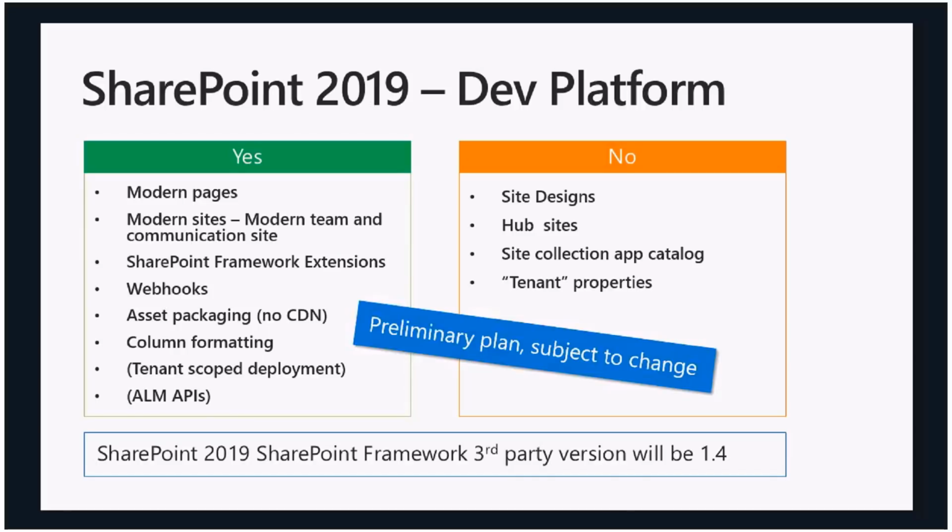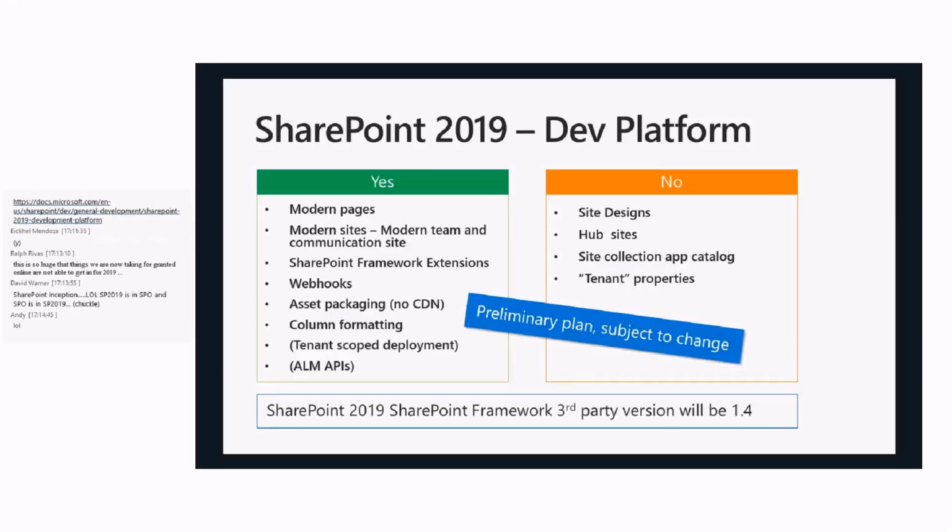And then we'll keep on getting a new Yeoman version. At the time when preview starts, it seems there will not be a new Yeoman template version with an explicit selection for 2019. But if you use SharePoint Framework 1.4, that will be the matching version on the SharePoint 2019 side. Good.